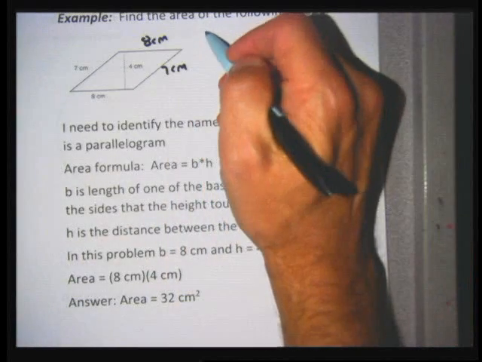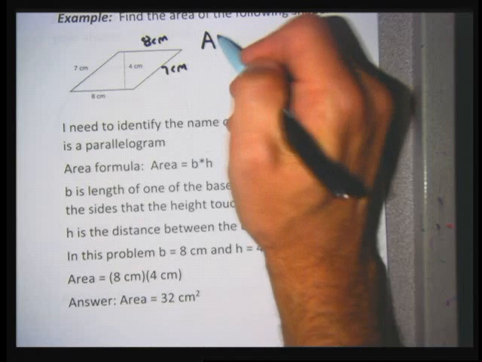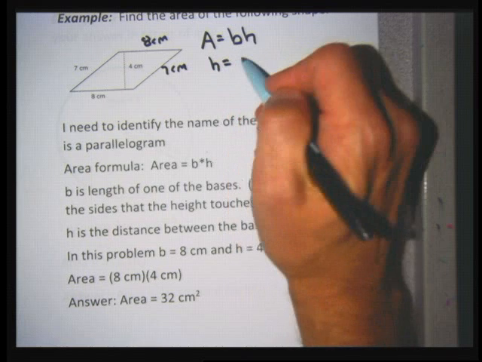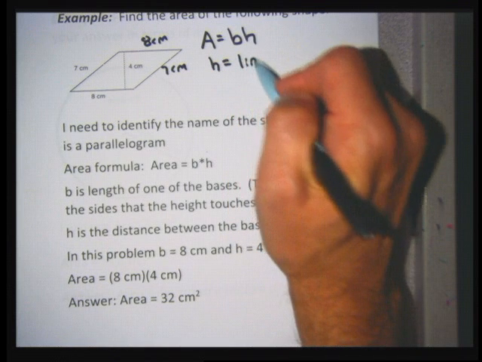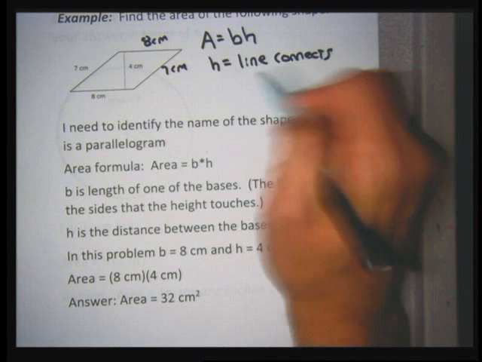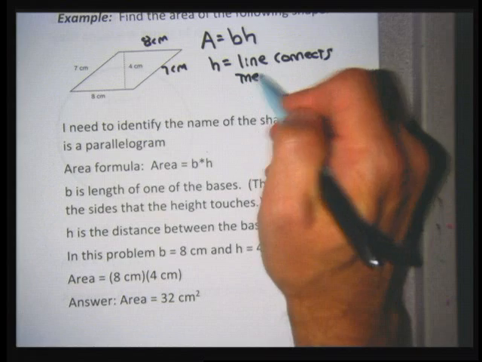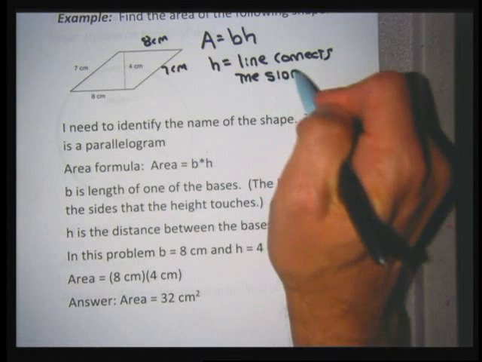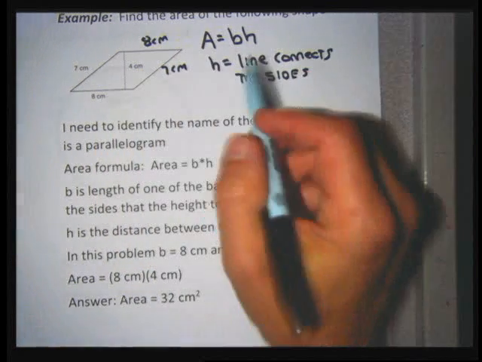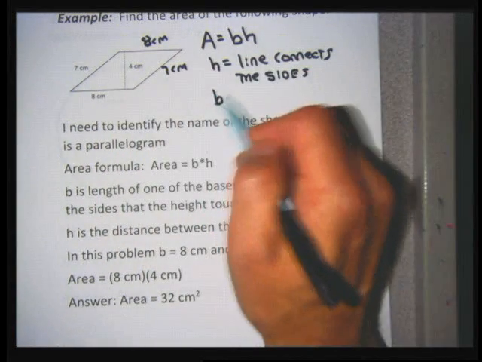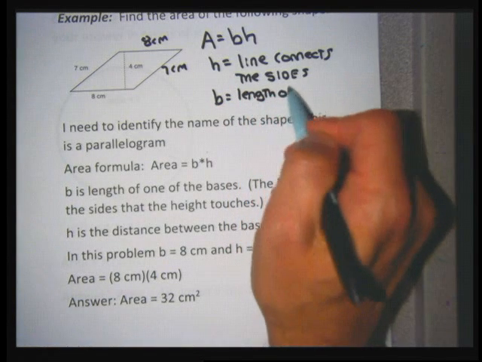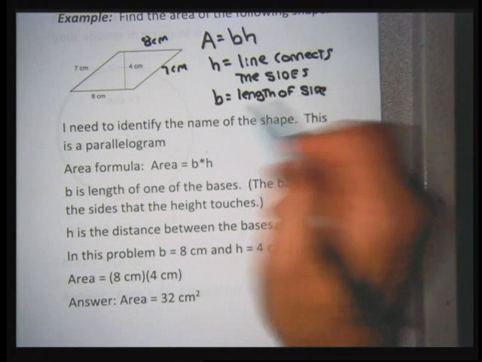So the formula for this, area equals base times height, where the height, again, is the length of the line that connects one of the sets of parallel sides. So the height actually could go this way too. And the B is the length of the side that the height touches.